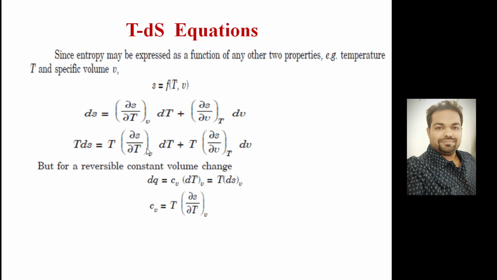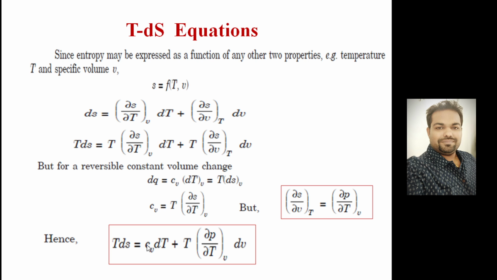Just look here, this term (∂S/∂T) at V, into T, is Cv dT. So I can say TdS equal to Cv dT plus this additional term. For this additional term I have to use the Maxwell relation. From the Maxwell relation, (∂S/∂V) at T is equal to (∂P/∂T) at V. This I know from one of the Maxwell equations. So finally I can write TdS is equal to Cv dT plus T (∂P/∂T) at V dV.